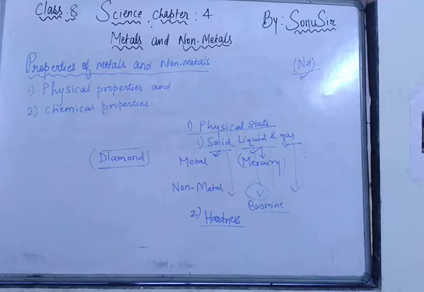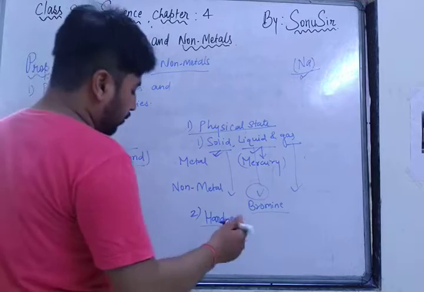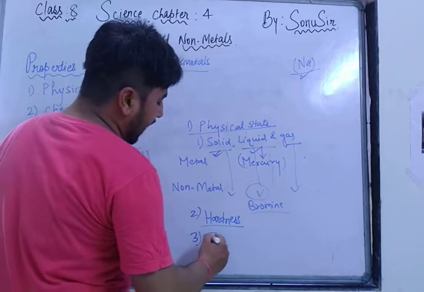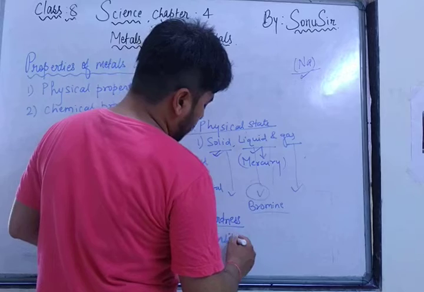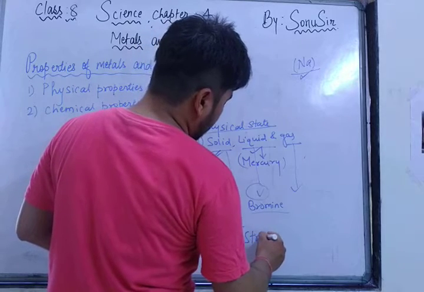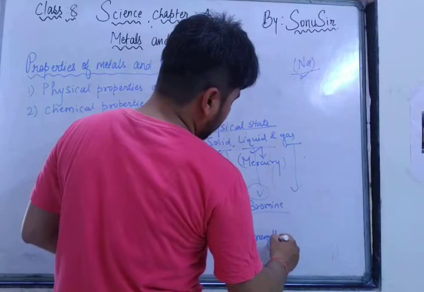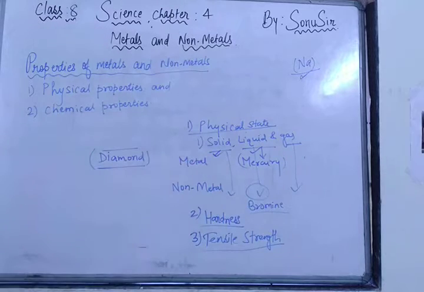Now, after the second property, we will move towards the third property, tensile strength. Have you heard the word tensile? What is the meaning of tensile? Tensile strength of a material is the amount of force required to pull it until it breaks. Metals have high tensile strength. They can carry heavy objects without breaking. Non-metals, on the other hand, have low tensile strength and they snap under a load.